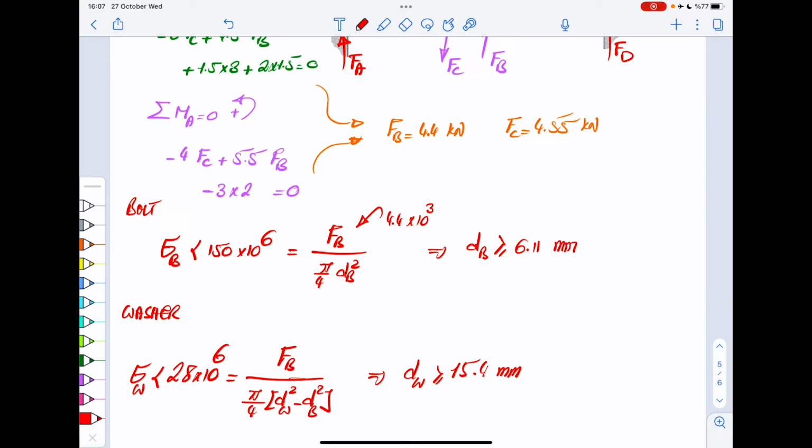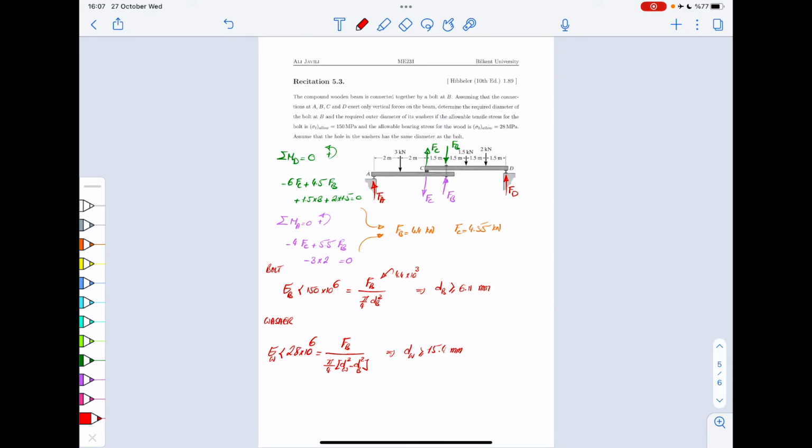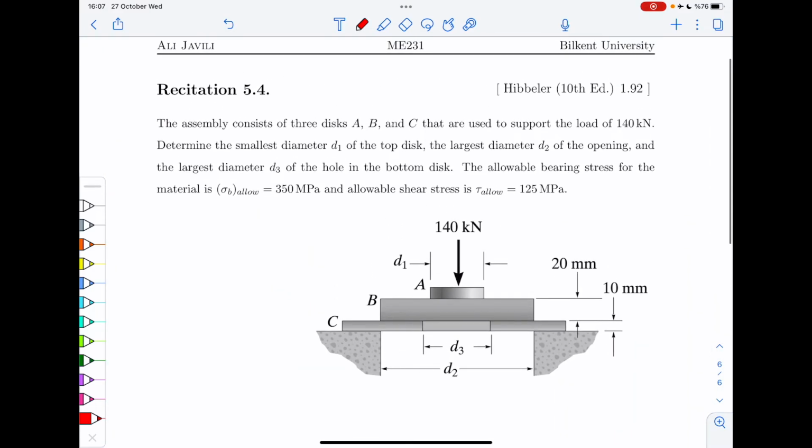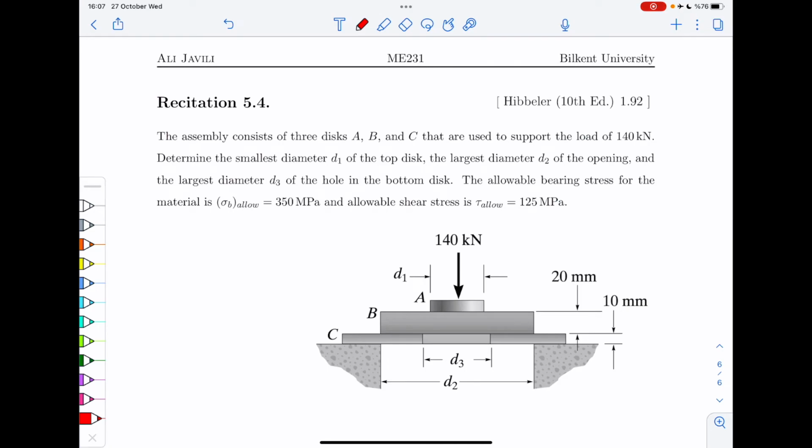Is there any question? All right. So we have one more exercise. Here. Do you have a question? All right. So we have the last exercise for today.